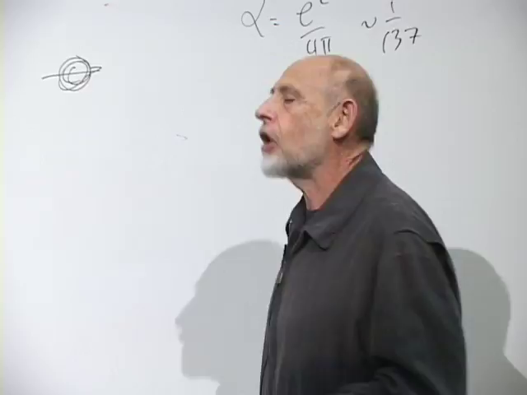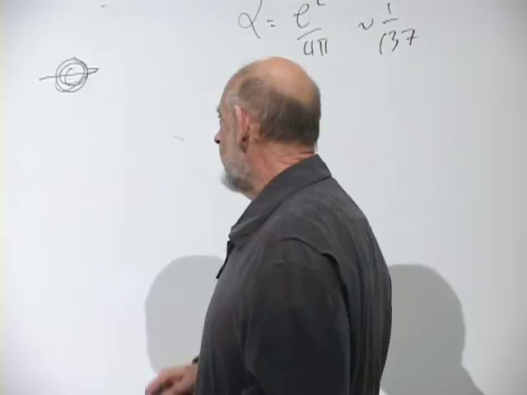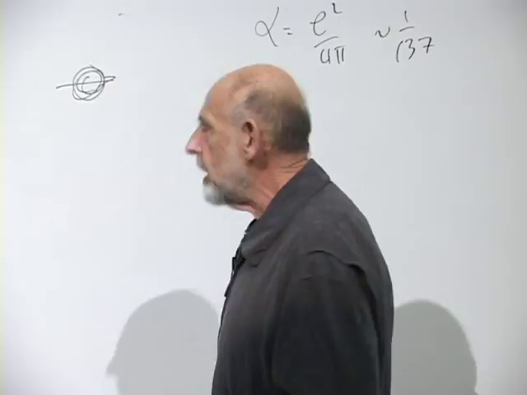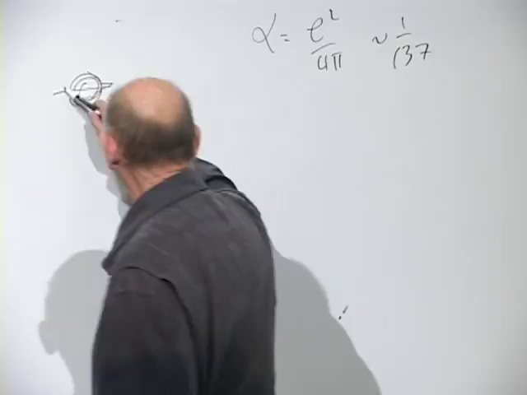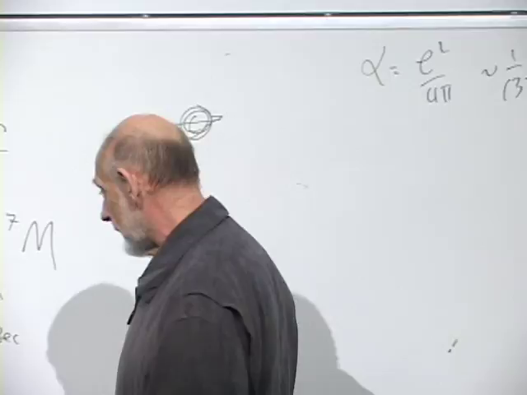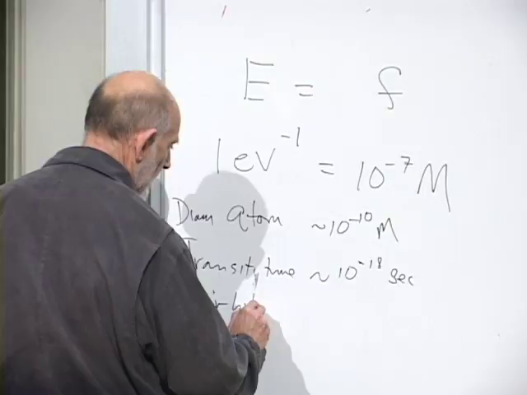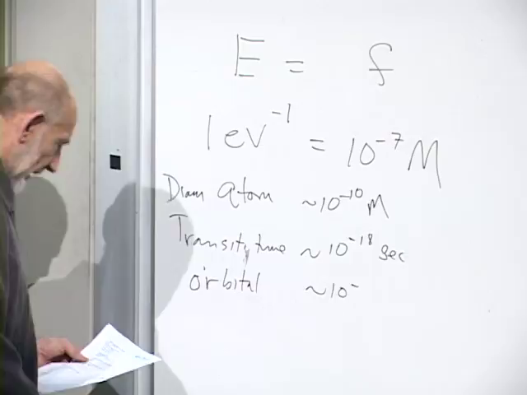Because the electron moves slowly by comparison with the speed of light, how much slower? About 1% of the speed of light. The electron moves around with only about 1% the speed of light, and that means the orbital time is bigger. That time is bigger, 10 to the minus 16th seconds.